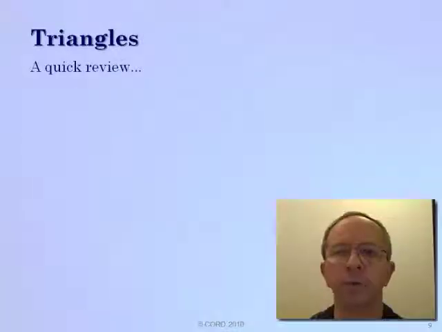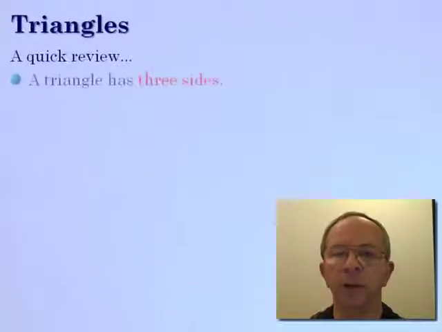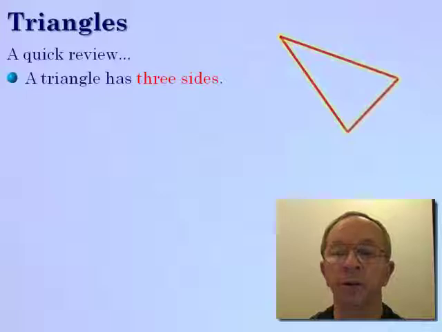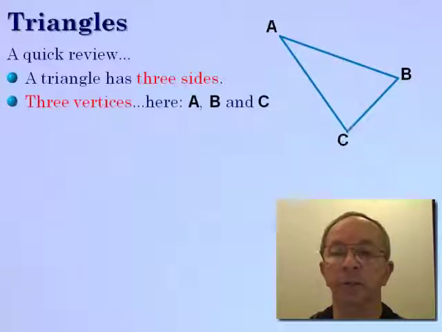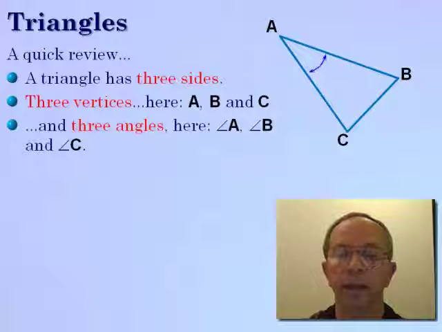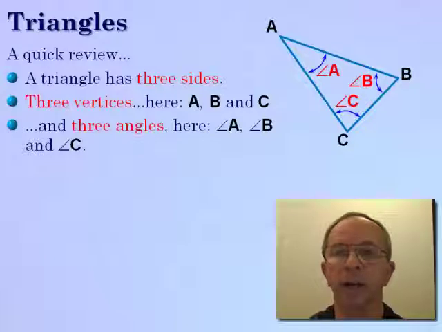Triangles are going to be very helpful in geometry in ascertaining different angles, because we know that a triangle has 3 sides, and we know that it has 3 vertices. Here we'll label them A, B, and C. And there's 3 angles inside that triangle: angle A, angle B, and angle C. And you see how they correspond to the vertices.